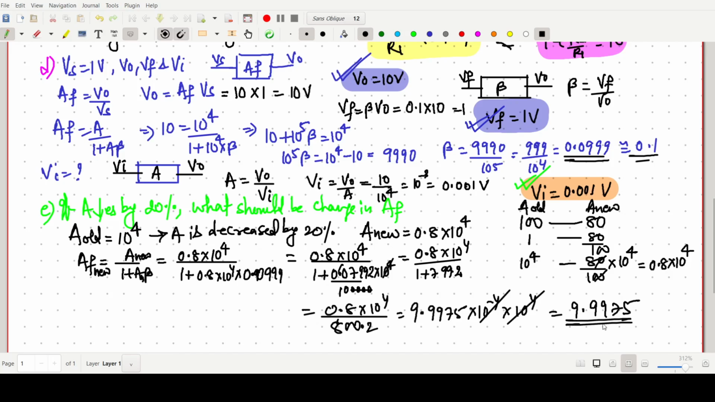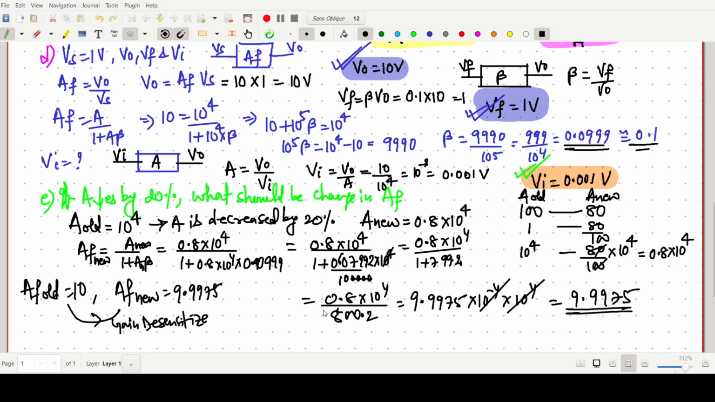Why I am doing this? Because initially the AF old value was 10. Now the AF new value is just coming 9.9975. So very small change in this one. So that's why this property is our gain desensitivity. So now how much percentage we have to find?